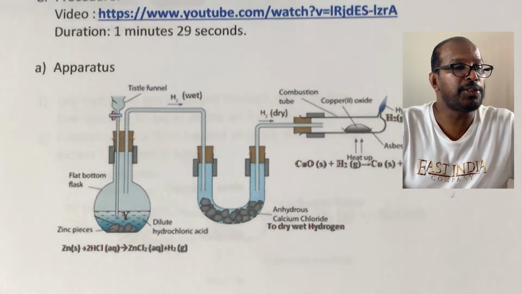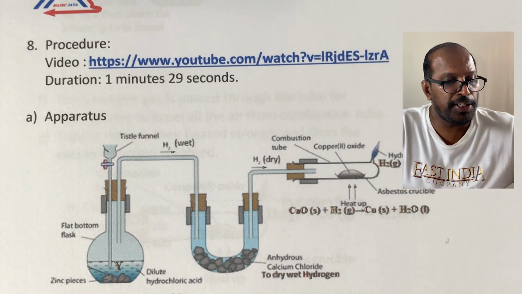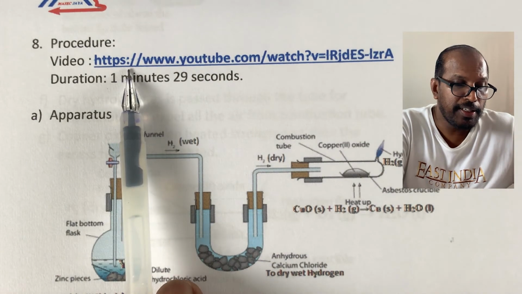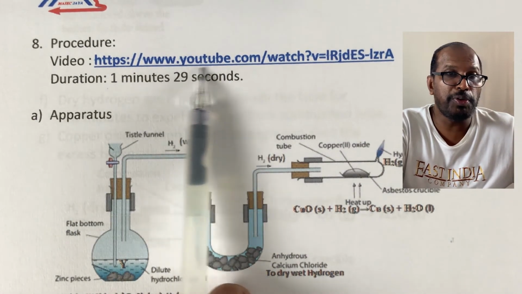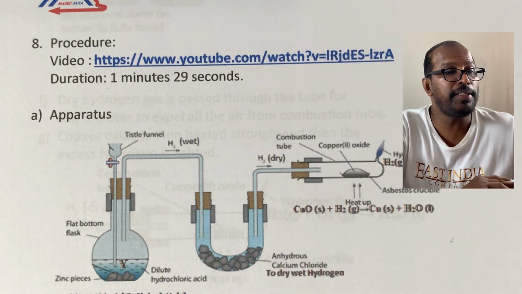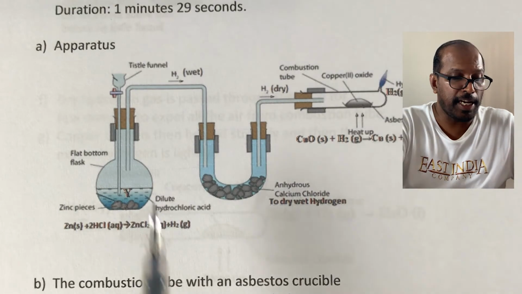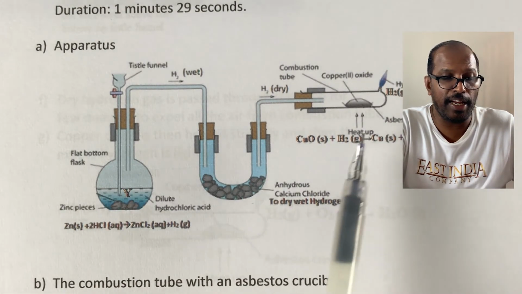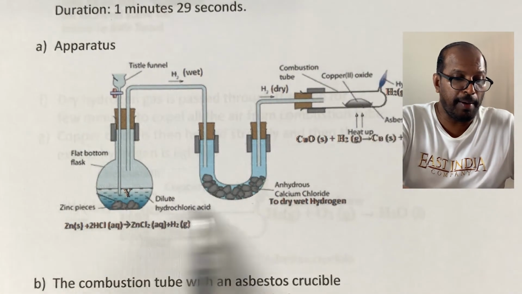Now we are going into the next step. This is where we come into the procedure. The procedure and the experiment was carried out in the laboratory, and it's been attached in a video here. So watch the video for the experiment that's carried out in a laboratory. And this is the setup apparatus where we prepare the hydrogen, we dry the hydrogen, and we reduce the copper oxide to become copper. So this is the apparatus.